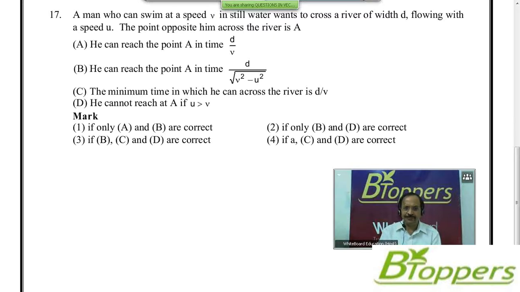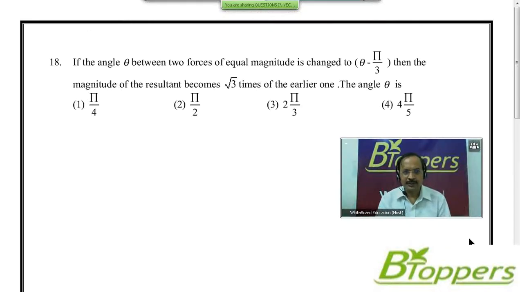Let us look at the next question. Look at the question number 18. If the angle theta between two forces of equal magnitude is changed to theta minus pi by 3, then magnitude of the resultant becomes root 3 times of the earlier one. The angle theta is. So look at the solution of this problem.